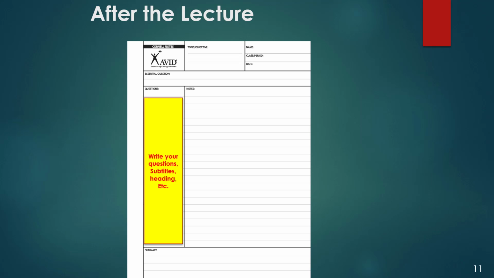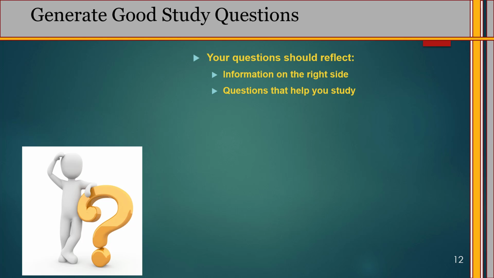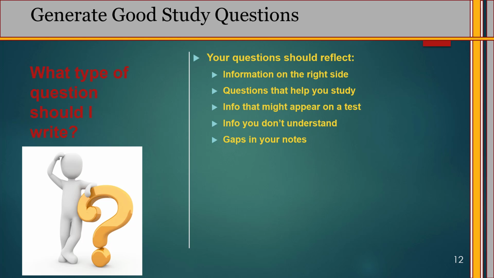After the lecture, you're going to be writing questions, subtitles, and headings, and those will go on the left side or the small column of your note paper. When you generate questions, make sure they're good study questions. Your questions should reflect the information on the right side. Those questions should help you study: the information that might appear on a test, information you don't understand, and gaps in your notes. These are the types of questions you should write.